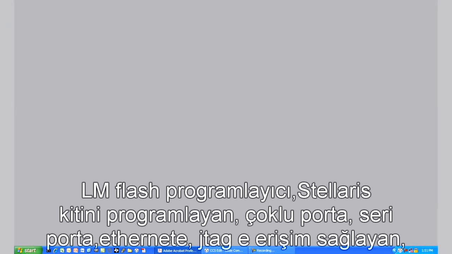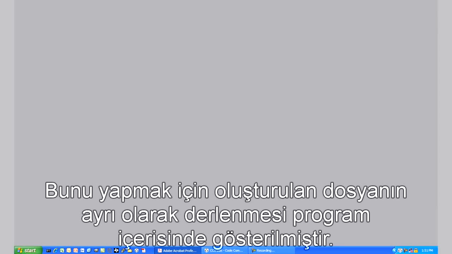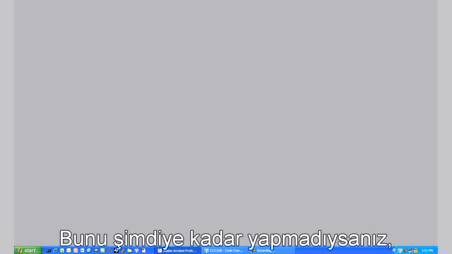In step 14, the LM Flash Programmer is a standalone programming graphic user interface that allows you to program the flash of a Stellaris device through multiple ports: serial, Ethernet, the JTAG port. Creating the files required to do this is a separate build step in Code Composer that's shown on the next page. If you have not done so already, make sure you install the LM Flash Programmer onto your PC.